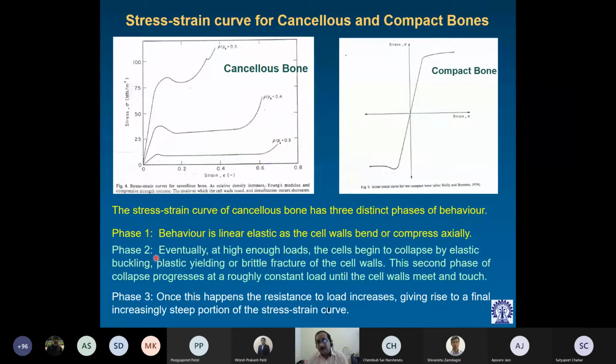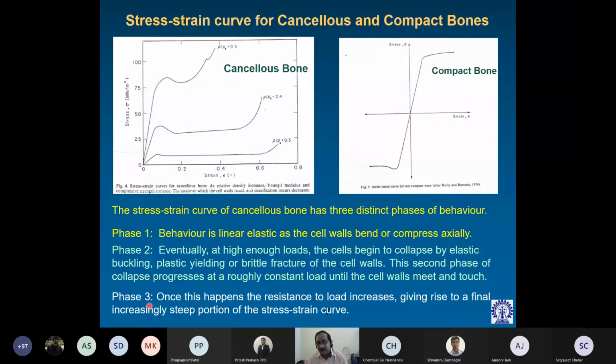Okay, in phase 2, which is eventually at high load, the cells begin to collapse by elastic buckling, plastic yielding, or brittle fracture. This is a transformation phase. So the cell walls are changing their structures. They are collapsing by elastic buckling, plastic yielding, or brittle fracture of the cell walls. This second phase of the collapse progresses at a roughly constant load until the cell walls meet and touch. So the structure is changing.